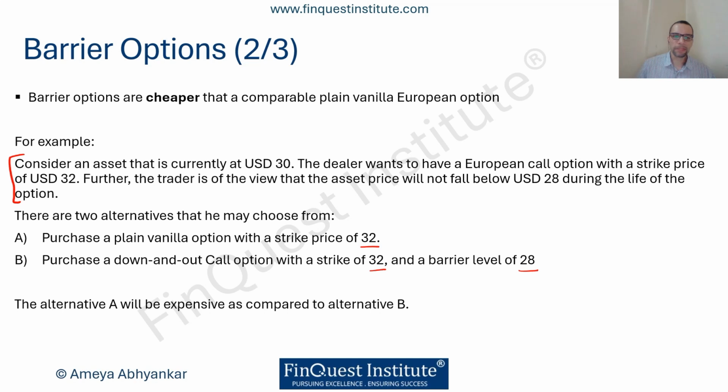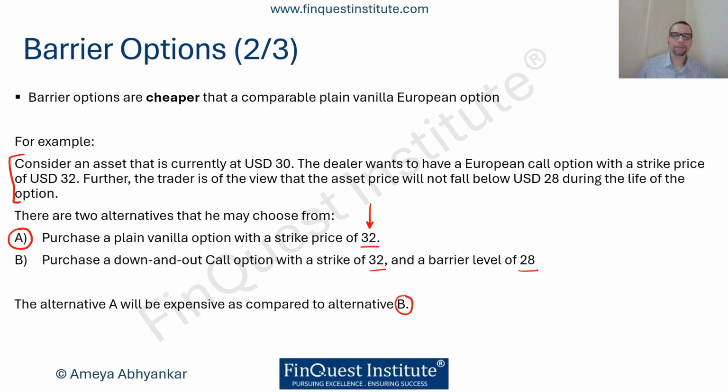Now, option B is expected to be cheaper as compared to option A, i.e., option A is expected to be more expensive. The main reason behind that is, if you see for option A, we are simply buying a plain vanilla option and everything is simply based on the strike price of 32. There's no chance that the option will cease to exist.